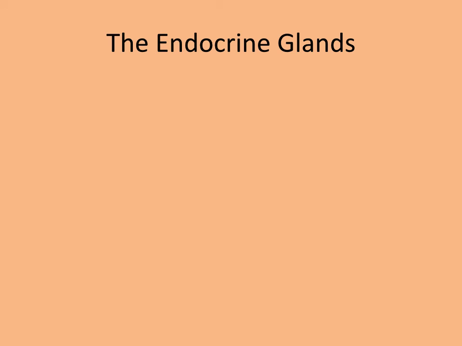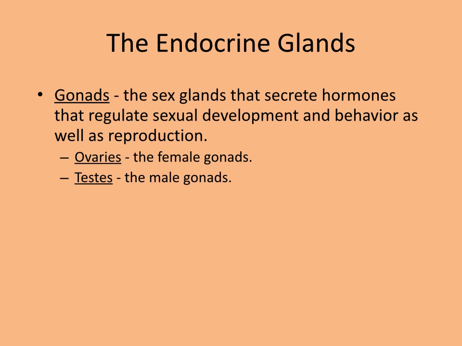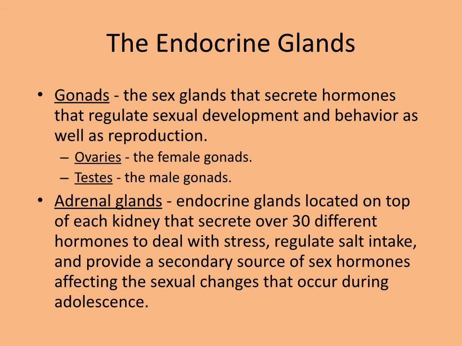Now, the other endocrine glands are your gonads. They are the sex glands that secrete hormones that regulate sexual development and behavior. For women, you have ovaries. For men, you have testes. We also have adrenal glands as well, which are located on the top of each kidney and secrete over 30 different hormones to deal with stress, regulate salt intake, and provide a secondary source of sex hormones affecting sexual change of adolescence. So your adrenal glands are actually going to be the ones that are super active during your middle school days.